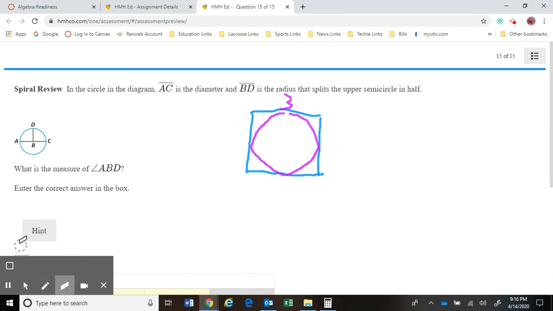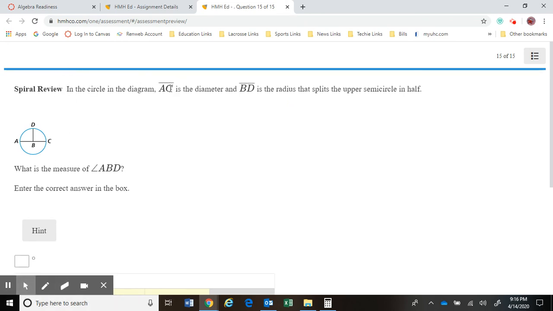Okay. All right. Moving on to question number 15. Okay, let me clear out the screen here. All right, it says in the circle, in the diagram, segment AC is the diameter. Of course, it splits that circle in half, and BD is the radius, okay, from the center of the circle to the edge. All right, is the radius and splits the upper semicircle in half. What's the measure of angle ABD?